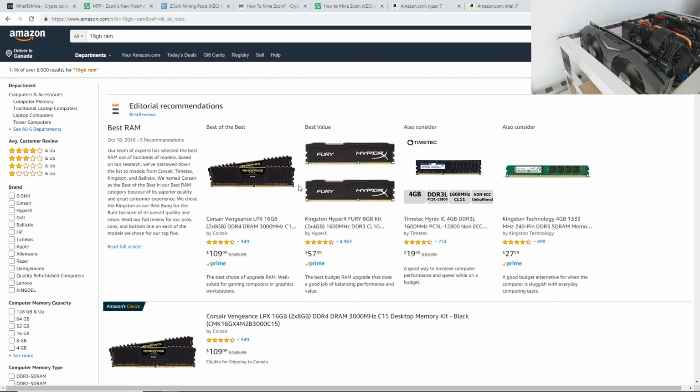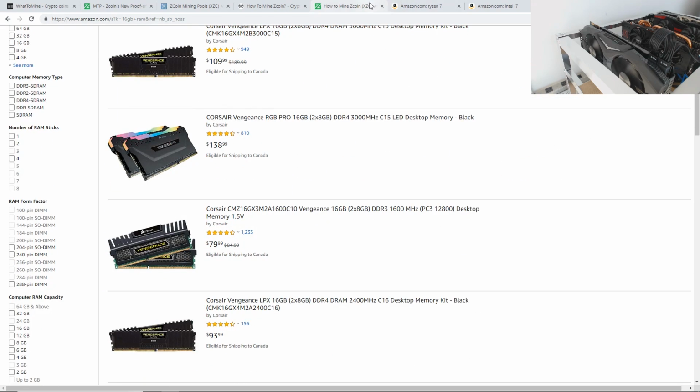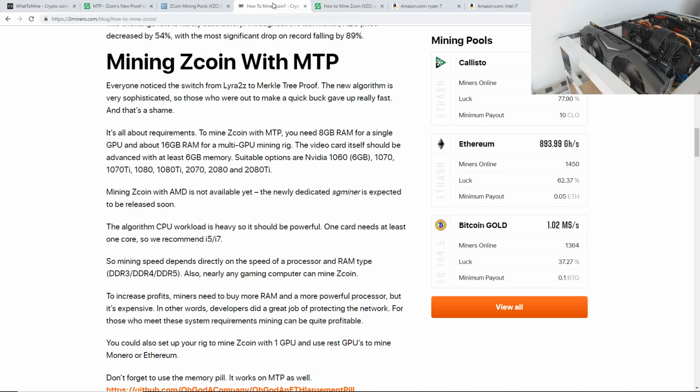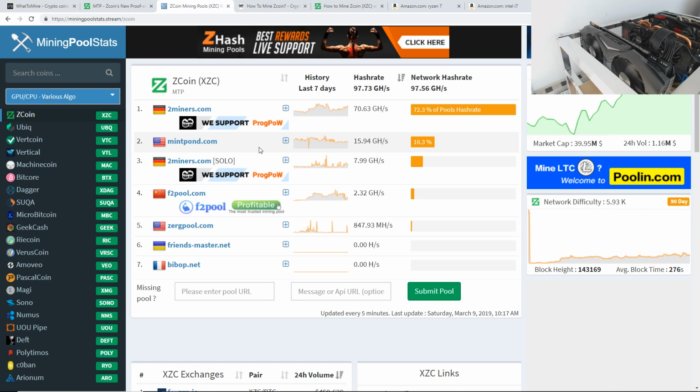And yeah. Would you guys invest a couple hundred bucks more right now in order to mine Zcoin? I don't know. Let me know what you guys think down below in the comments. With this hash rate, with these pools, with the 72% on two miners, I'm not sure, guys.